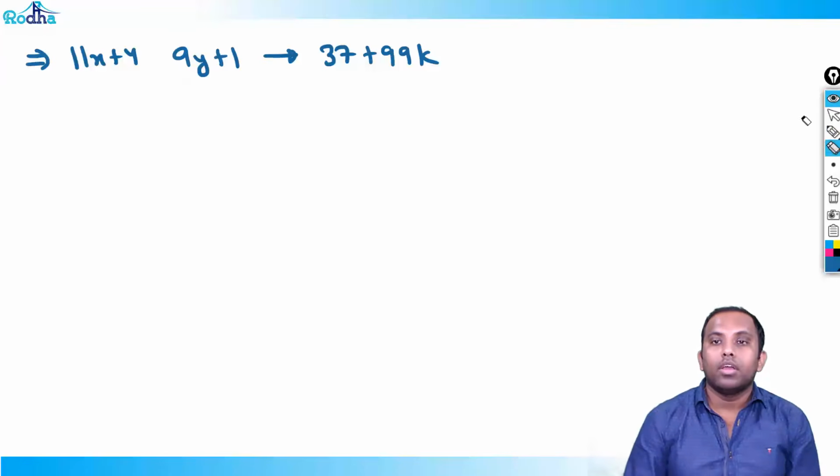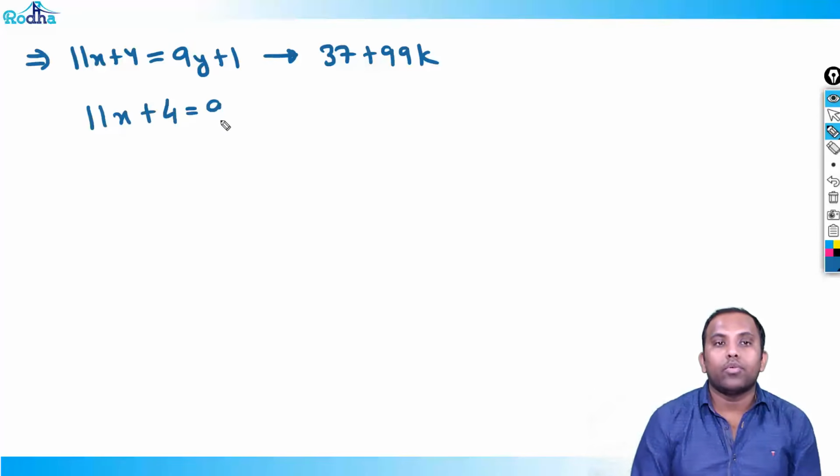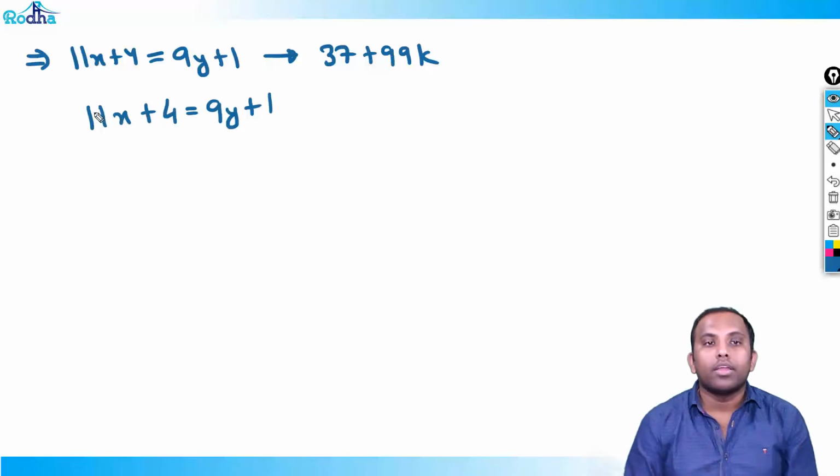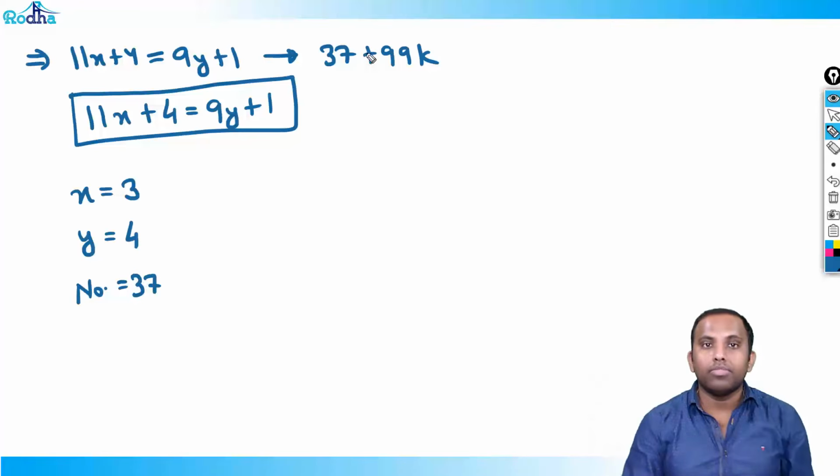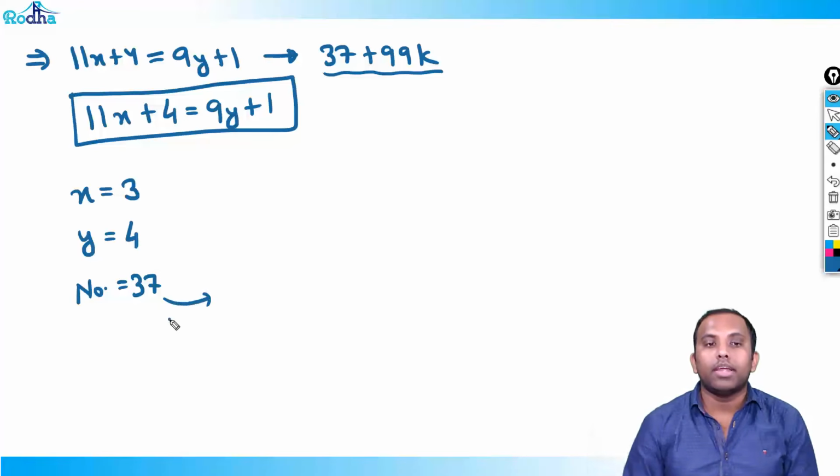Okay. Now here's a pattern here. You see there's a pattern here. 11x plus 4 is equal to 9y plus 1. Okay, there's a pattern here. What is the pattern here? Pattern here is, at x equal to, first positive value of x is 3. So at x is equal to 3, we got y is equal to 4. And we got number as what? 37. Okay, that number is of the form 37 plus 99k. So that means number will every time increase by 99.